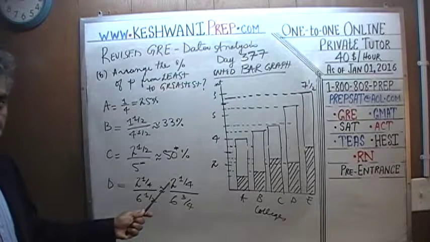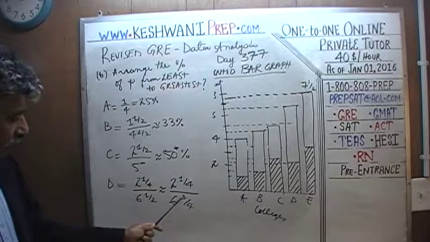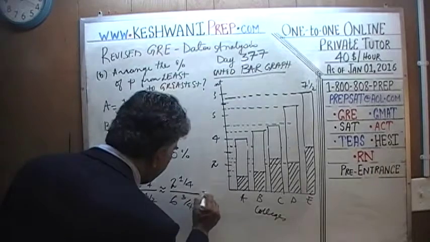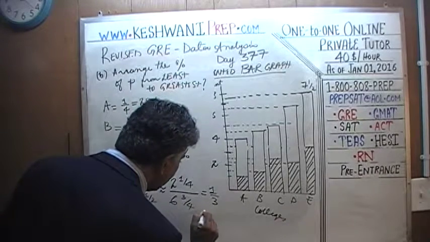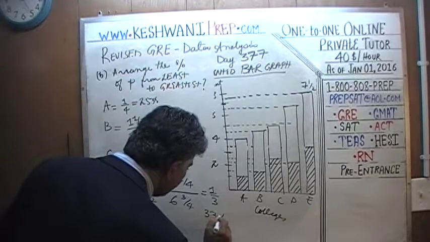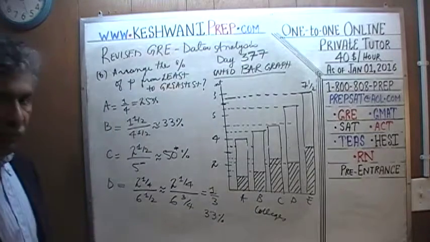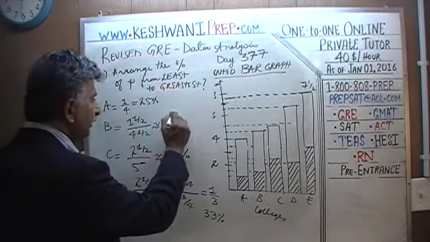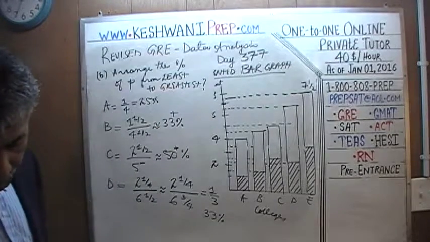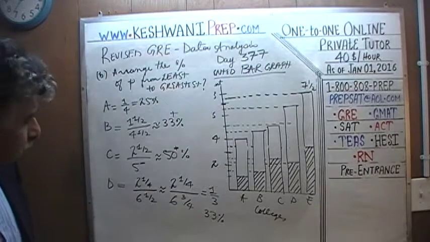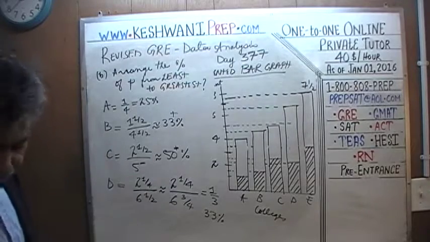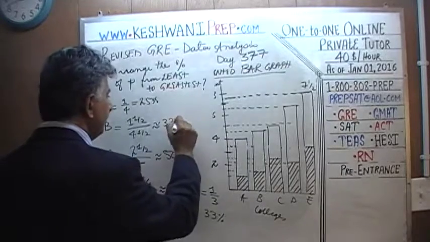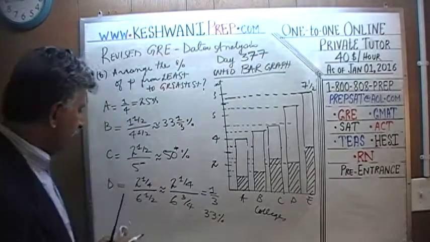Now we can clearly see that 6 is 3 times 2, and 3/4 is 3 times 1/4. In other words, the ratio is 1 to 3, or 33%. But are we underestimating or overestimating? This is a little bit more than 33. What's going on here? This is 33 1/3%.